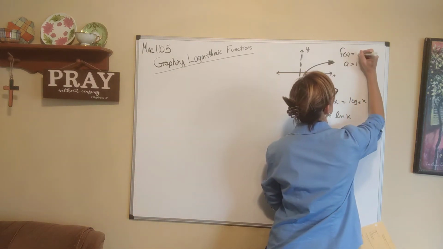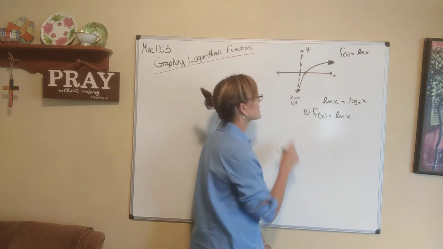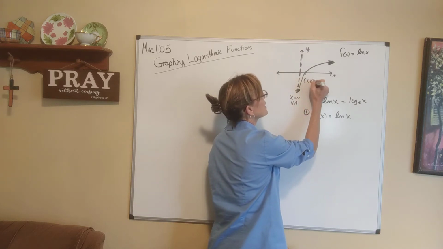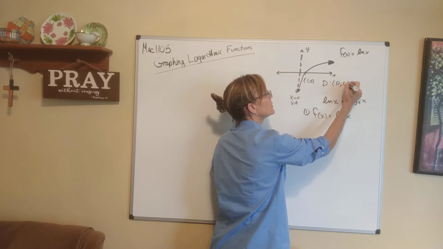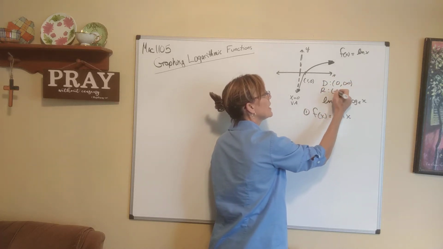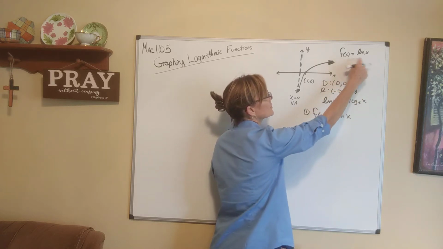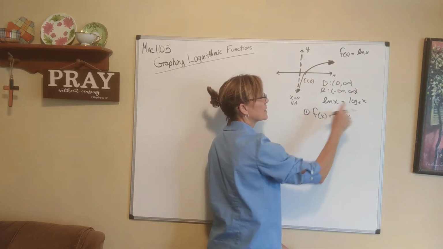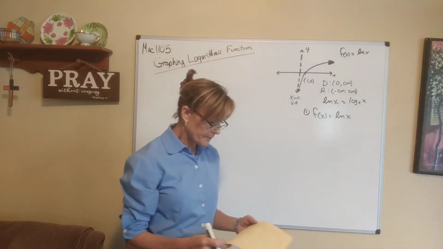Let's replace this. This is basically what the natural log of x graph looks like. It's got this vertical asymptote. It's got this x-intercept. The domain of this is from 0 to infinity. The range is from negative infinity to positive infinity. So that is basically what the ln of x, the log base e of x graph looks like. Okay, that's number 1 on our sheet.